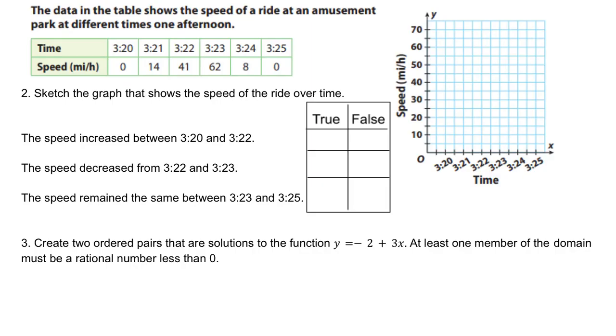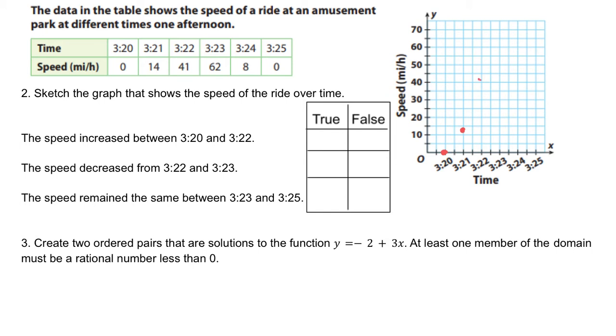On the next one, the data in the table shows the speed of a ride at an amusement park at different times in one afternoon. So at time 0, we're at 3:20, or speed 0 is 3:20. So I will do this in red. At 3:20 is speed 0, and at 3:21 is 14, which is right about here. And at 3:22 is 41.